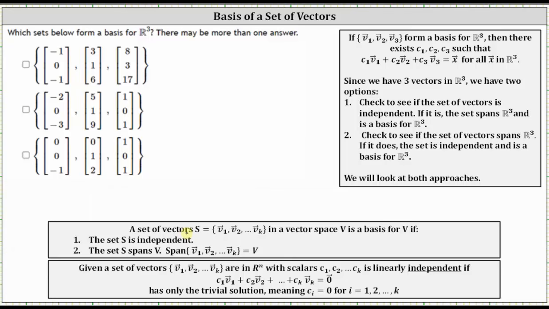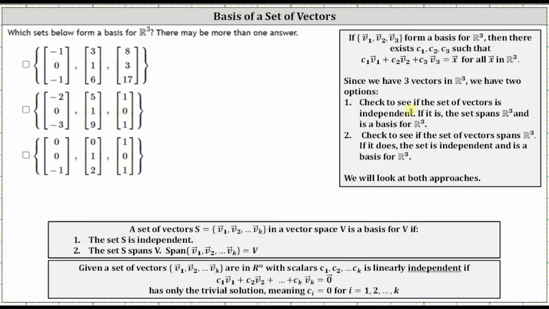In our case, because we have a set of three vectors in R3, if the set of vectors form a basis for R3, then there exist three scalars, C sub 1 through C sub 3, such that the linear combination of the three vectors is equal to any vector x in R3. And since we have three vectors in R3, we have two options to test to see if the set is a basis for R3. Number one, we can check to see if the set of vectors is independent.